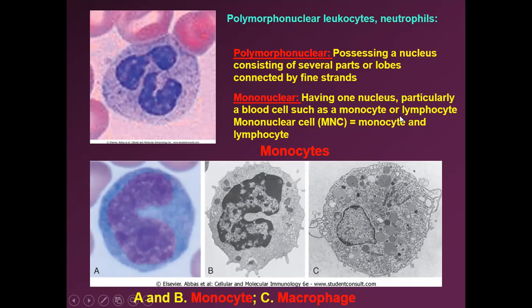Monocyte and lymphocyte. This is the monocyte, A and B. A and B are monocytes. And lymphocyte, mononuclear cell, monocyte and lymphocyte here. And this is the macrophage. The polymorphonuclear are leukocytes such as neutrophil.